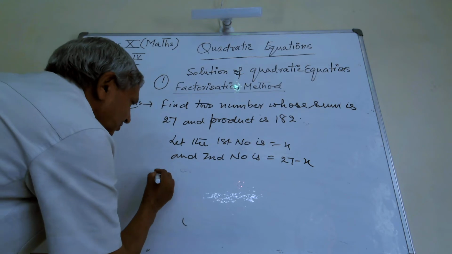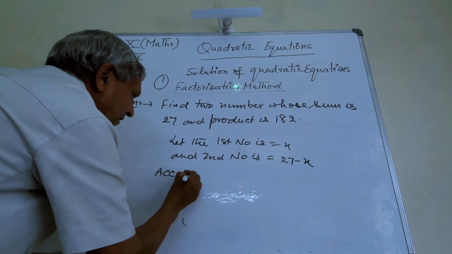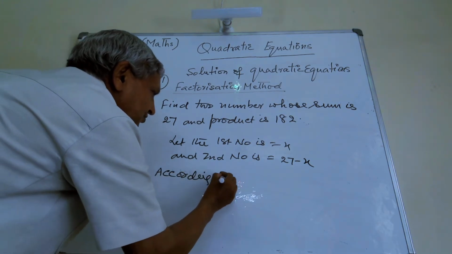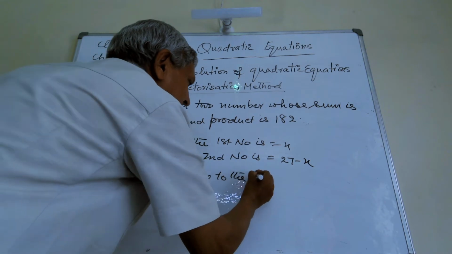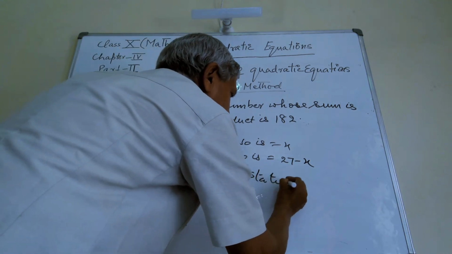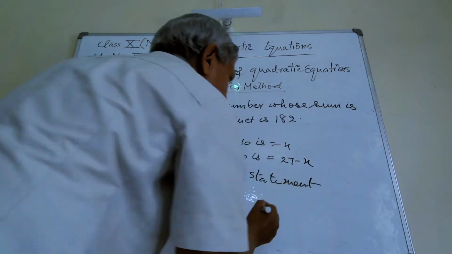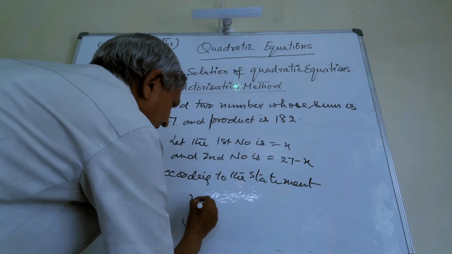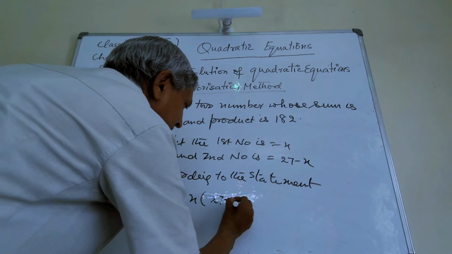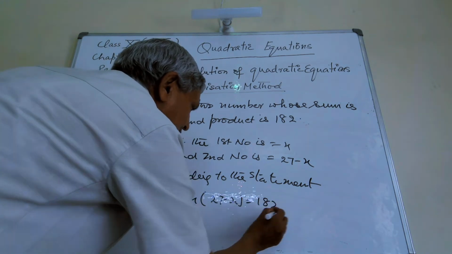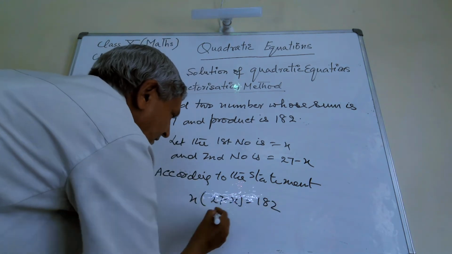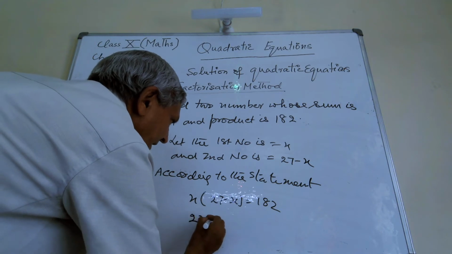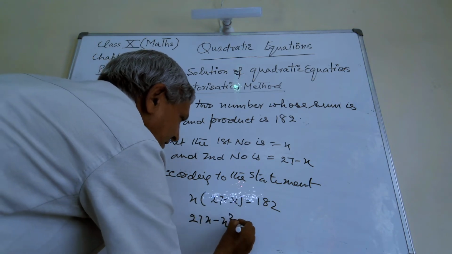And according to the statement, the product is 182. Find the product of these: x into (27 minus x) is equal to 182. And 27x minus x square is equal to 182.